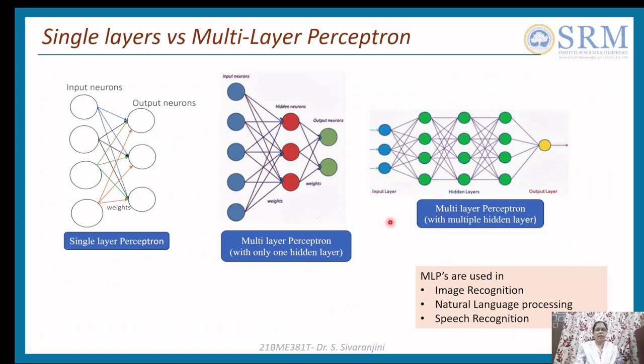Then we have different types of perceptrons: the single layer perceptron, the multi-layer perceptron with one hidden layer, and multi-layer perceptrons with multiple hidden layers. Multiple hidden layers means we stack the neurons together for complex applications. So what are the applications that MLPs are used for? They are image recognition, natural language processing, which is the recent trend now, and speech recognition.